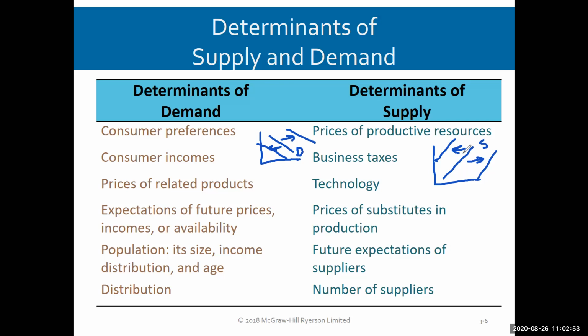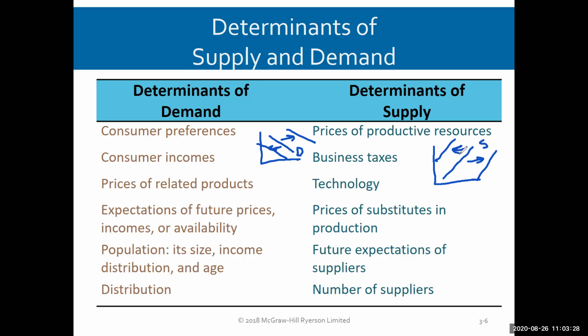And then we hit the last three, prices of substitutes in production. So a producer can look at producing two types of things, maybe two types of electronics. And if there's a huge increase in the price of one particular type that the producer could sell it for, well, they're going to like that. So they're going to increase production of that, but decrease the supply of the first good. Future expectations of suppliers will change their supply, and the number of suppliers, that's an easy one, as more enter the market, then the supply curve shifts to the right.